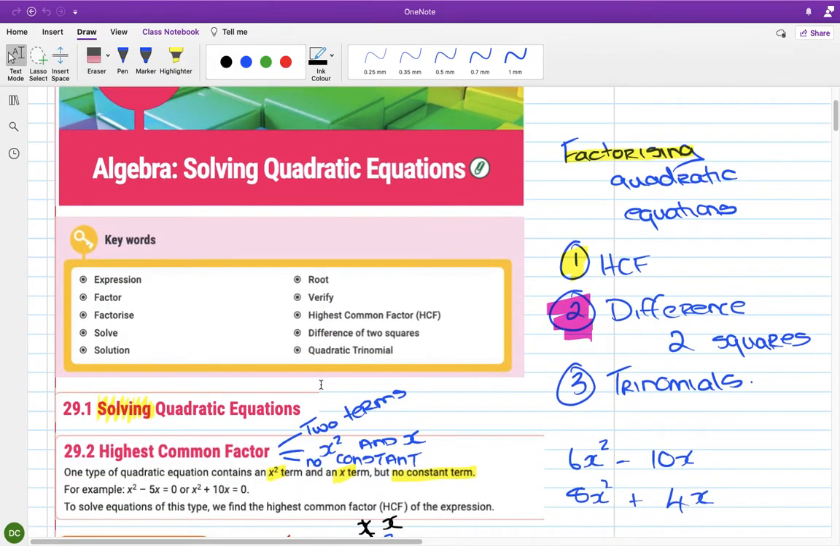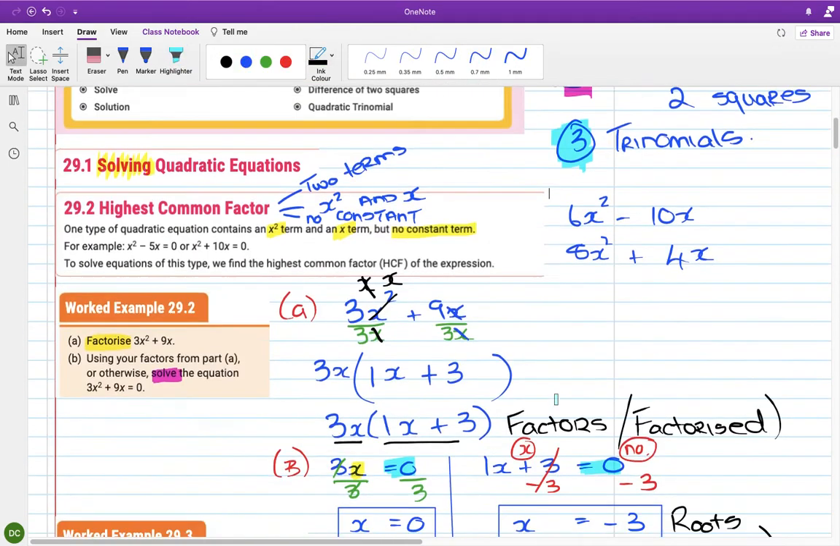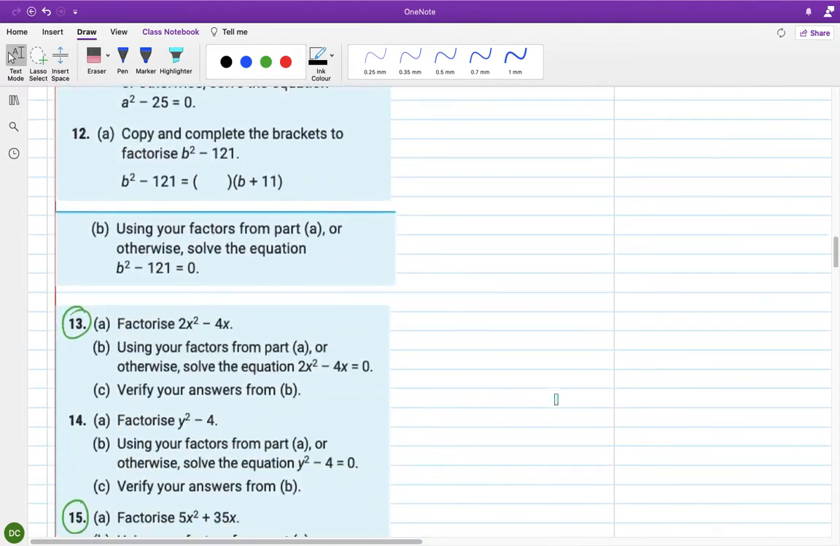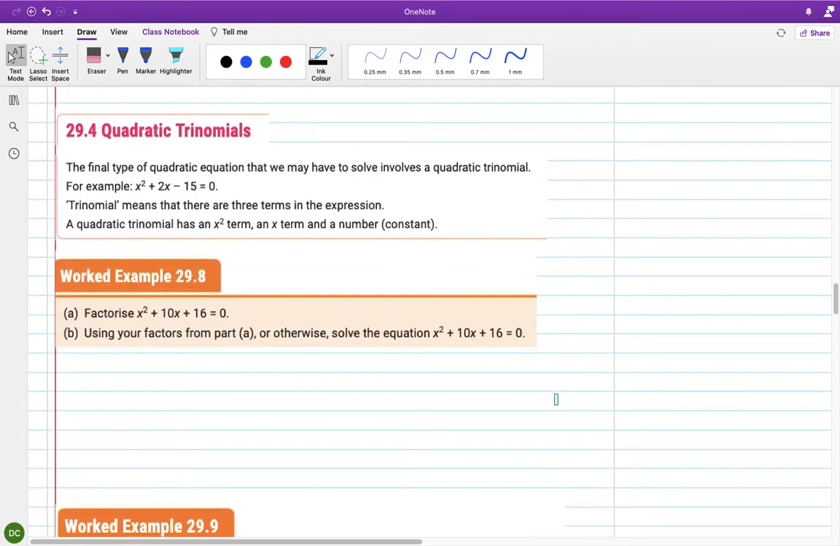Okay, so now we have done highest common factor, difference of 2 squares. So today we're going to do the trinomials. Okay, so here we go.